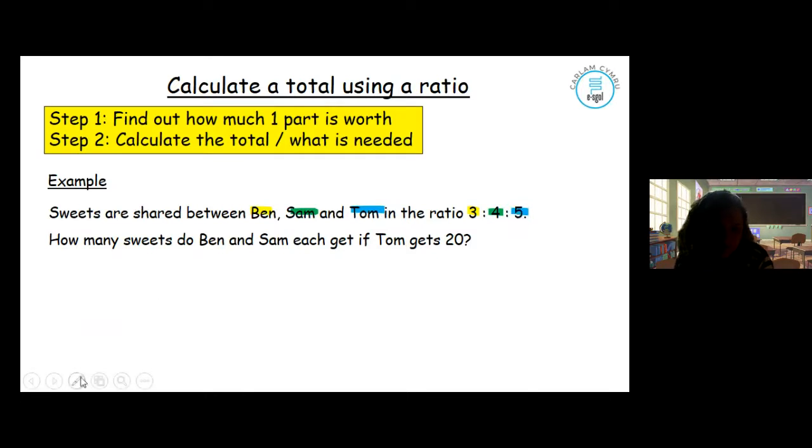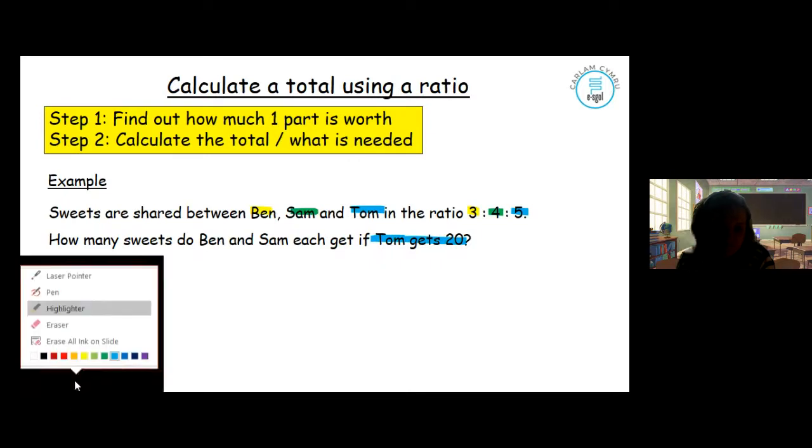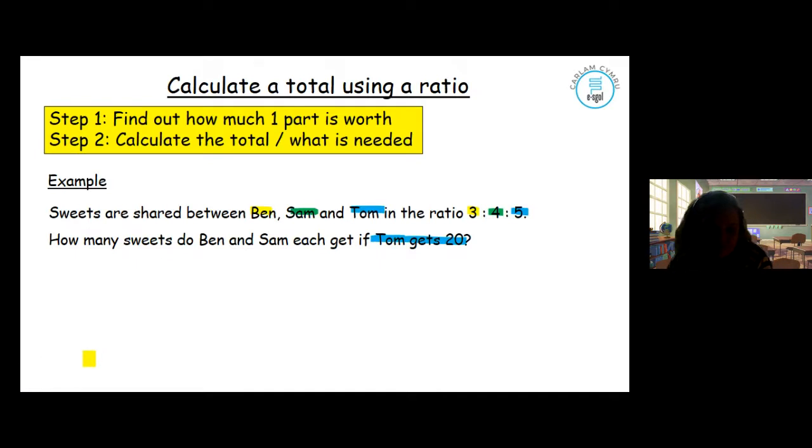And then the question is, Tom now gets 20 sweets. We know that. We have to work out how much Ben and Sam each get. So how many sweets do Ben and Sam each get? So this is what we're going to try and work out. Going back to the steps that we have at the top, the first step is find out how much one part is worth. What we know in this question is the bits in blue.